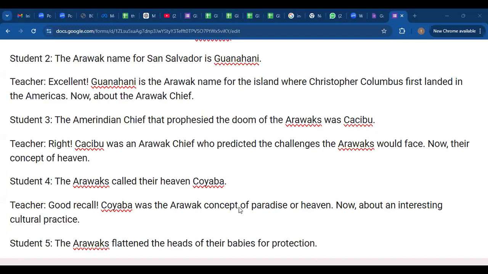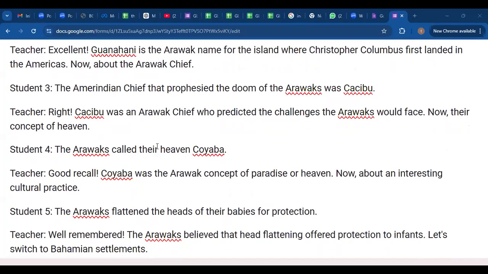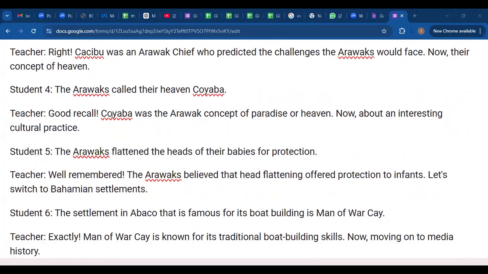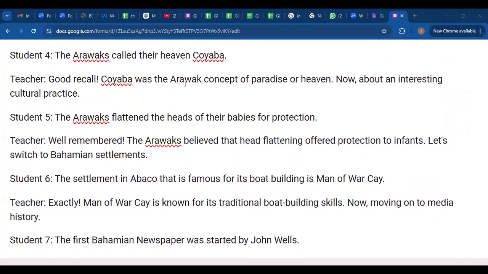The Amerindian chief that prophesied the doom of the Arawaks was the Kasabu. Right. Kasabu was an Arawak chief who predicted the challenges the Arawaks would face. Now, their concept of heaven. The Arawaks called their heaven Koyaba. Good recall. Koyaba was the Arawak concept of paradise or heaven.